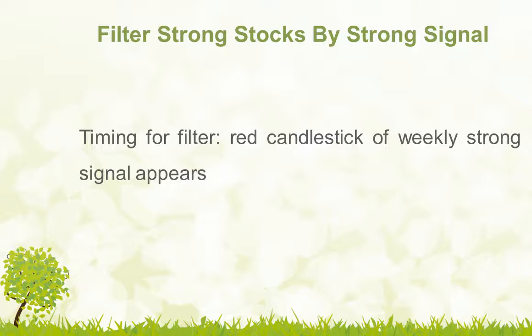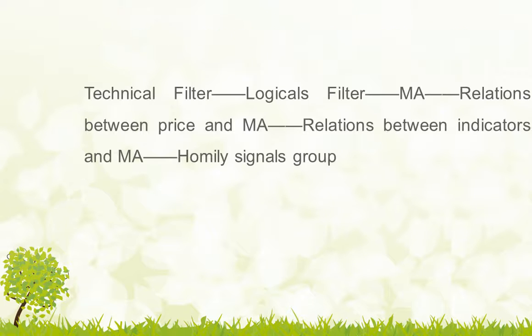So how do we use the strong signal to filter some stocks, okay? Firstly, you should know the timing for the filter: the red candlestick of the weekly strong signal appears. This is for timing. If you see this stock's weekly strong signal red candlestick appear, you can know that this is a good chance to filter some stocks. Okay, so how to do that? You will use these signals.